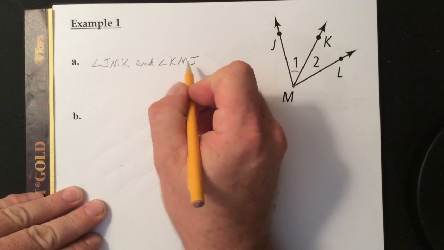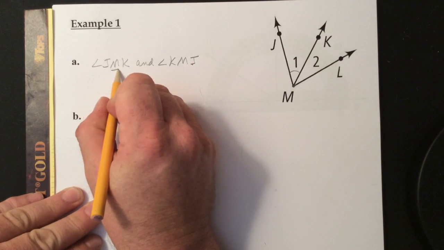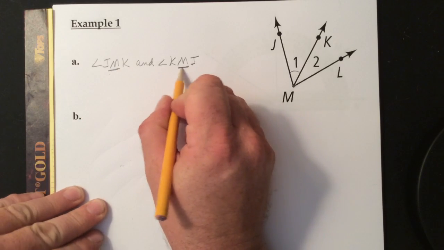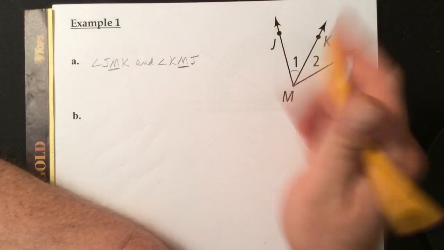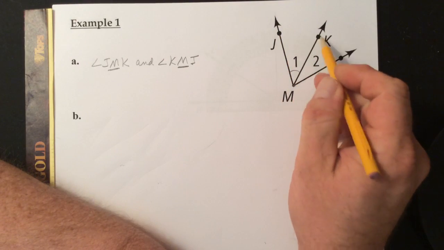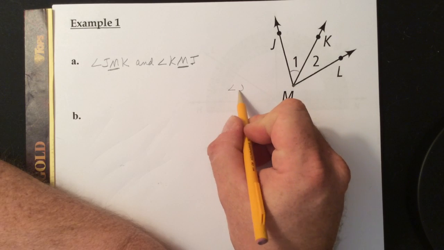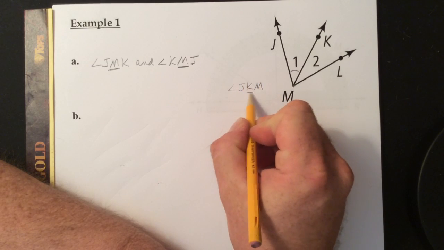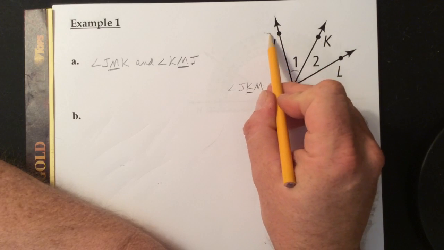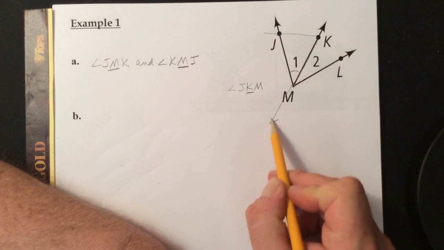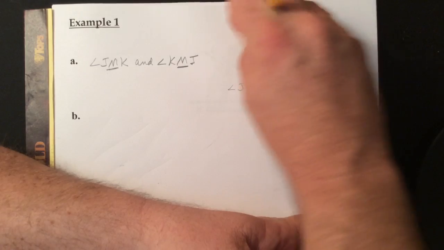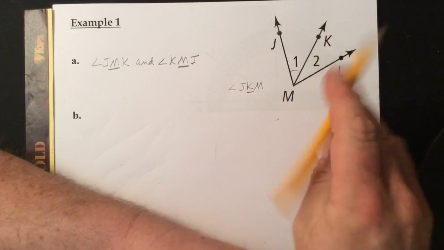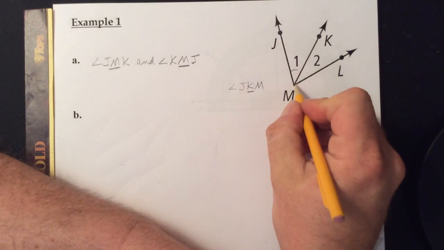Now, one other thing is very important to remember. The vertex must be between the other two points in the angle. If we were to want to name this angle JMK and we named it angle JKM, K would be in the middle, and that would be some sort of angle that goes like this. So it's very important that you make sure that the middle letter in naming an angle with 3 letters is the vertex.